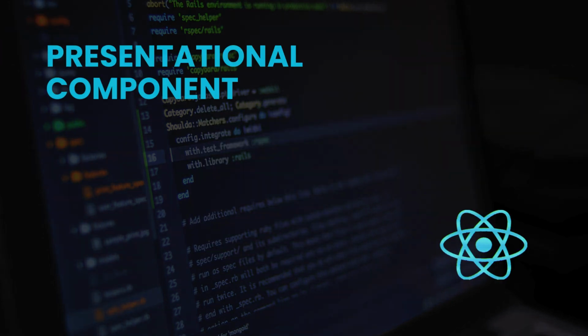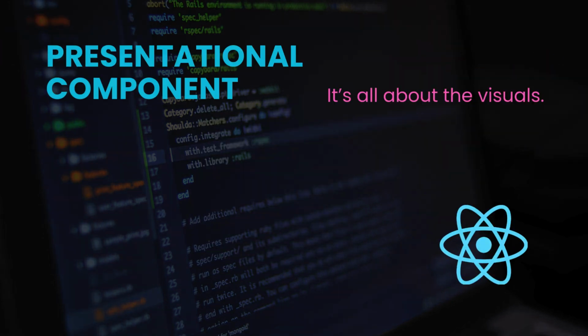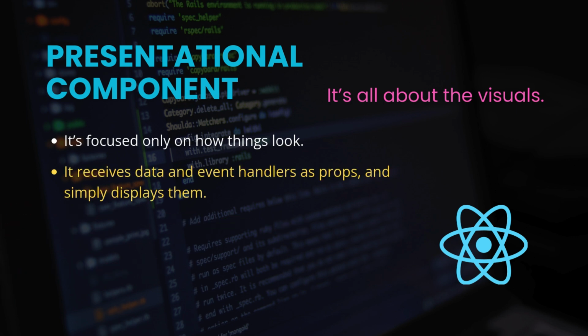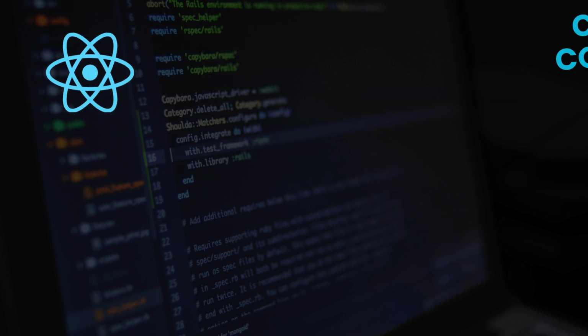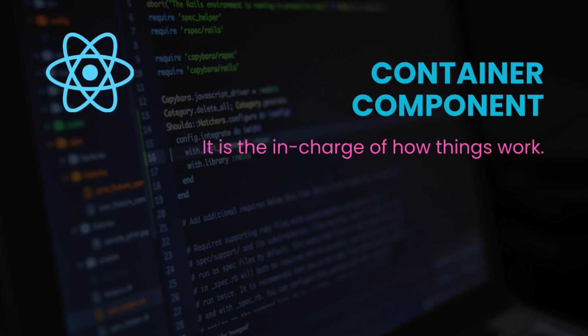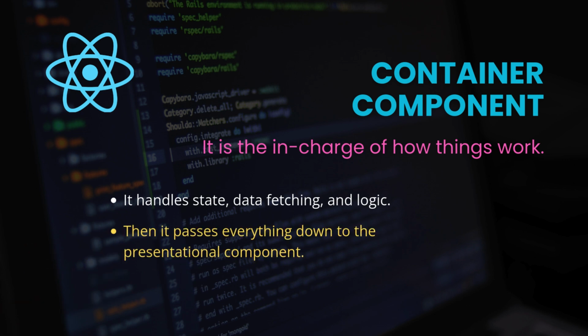A presentational component is all about the visuals. It's focused only on how things look. It receives data and event handlers as props and simply displays them. It doesn't manage state. It doesn't fetch data. It just presents. A container component is in charge of how things work. It handles state, data fetching, and logic. Then it passes everything down to the presentational component.